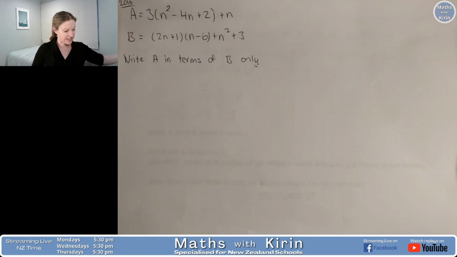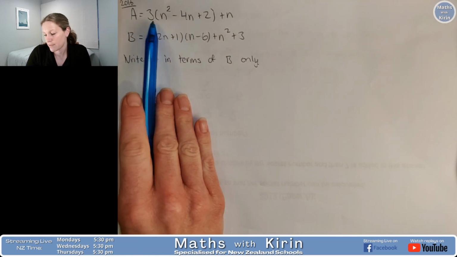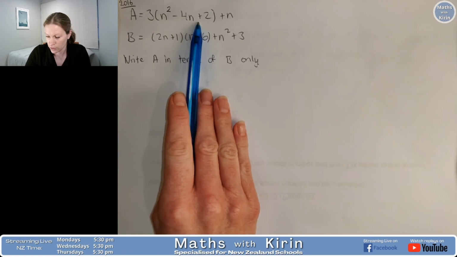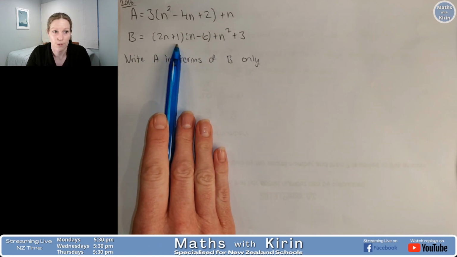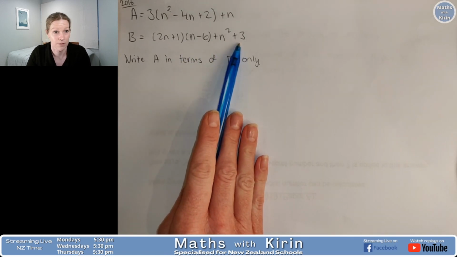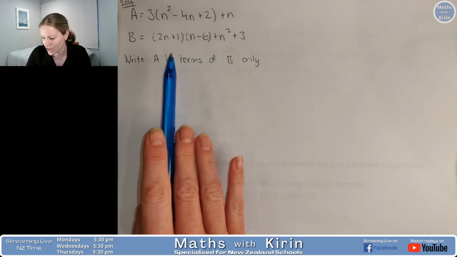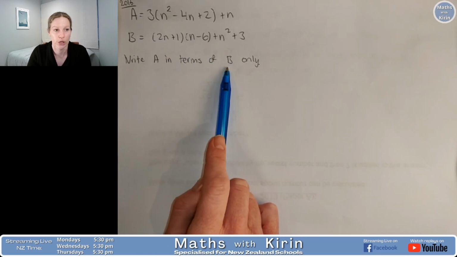The 2016 question. So it says a is equal to 3 times n squared minus 4n plus 2 plus n, and b is equal to 2n plus 1, all multiplied by n minus 6, plus n squared plus 3. Okay, so quite a lot of things going on here. The question is asking us to write a in terms of b only.